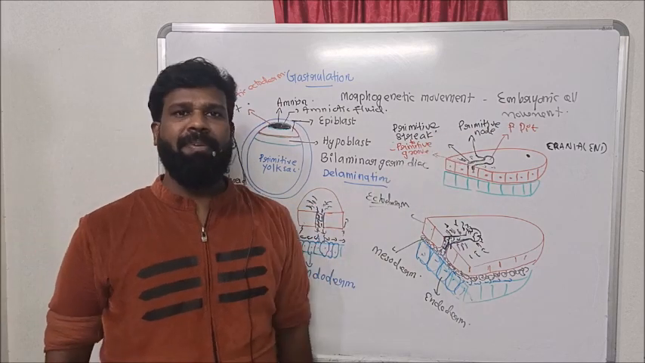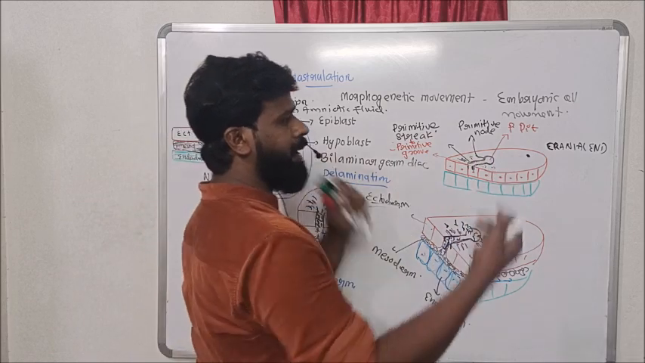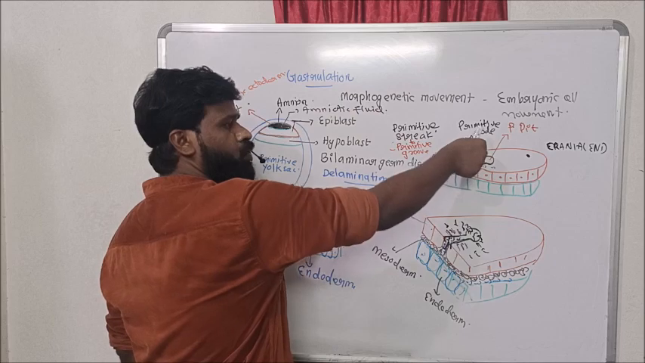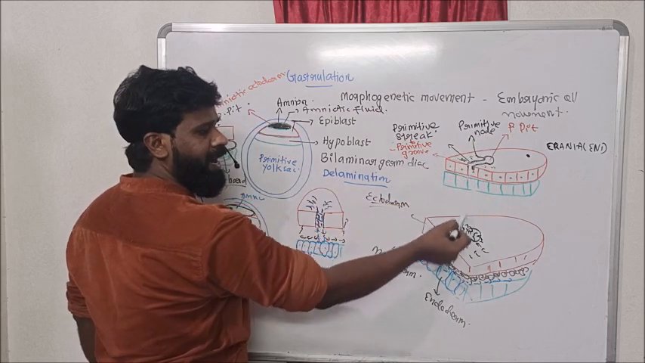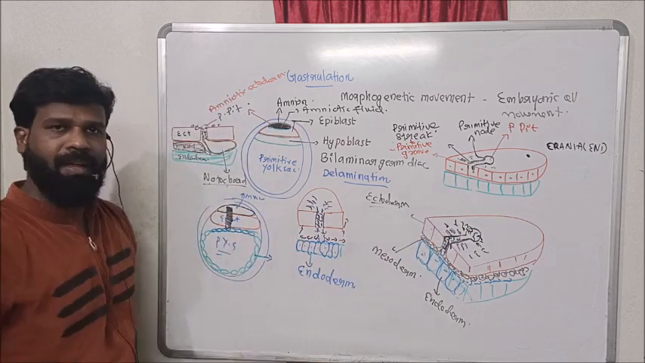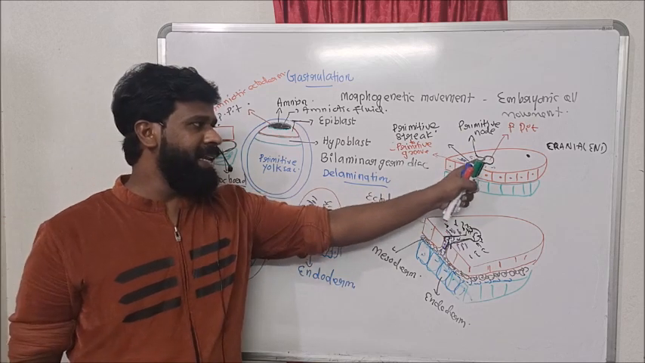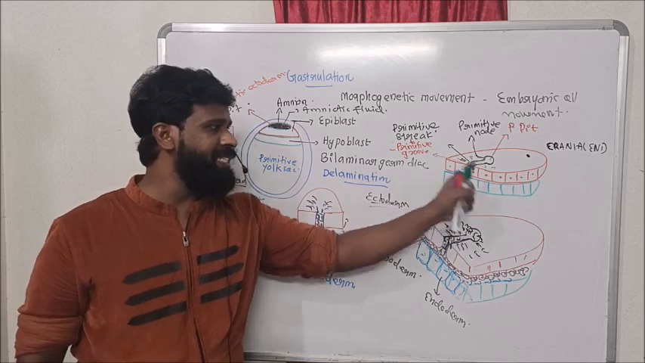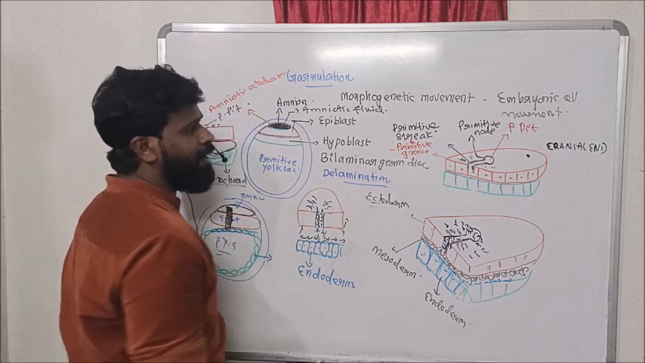The cells of the primitive streak secrete signals like FGF growth signal, which causes cell migration. As a result, the cells of the epiblast migrate down through the primitive groove and displace the cells of the primitive endoderm, forming the new layer called the endoderm. Again, the cells continue the movement.